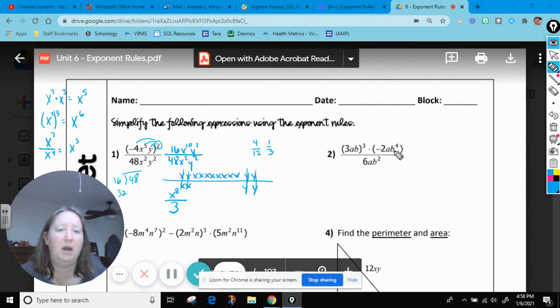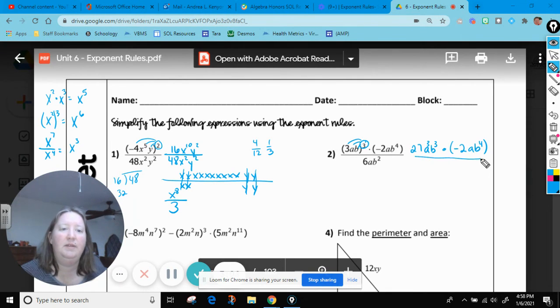You can't start combining a's and b's until you deal with these outside exponents. So deal with that first, and that's going to be 27a and b each to the 3rd, because we're applying that exponent to both of those, times -2 a and b to the 4th. Notice this exponent belongs to the b. It's not outside here. And then we've got 6ab squared on the bottom.